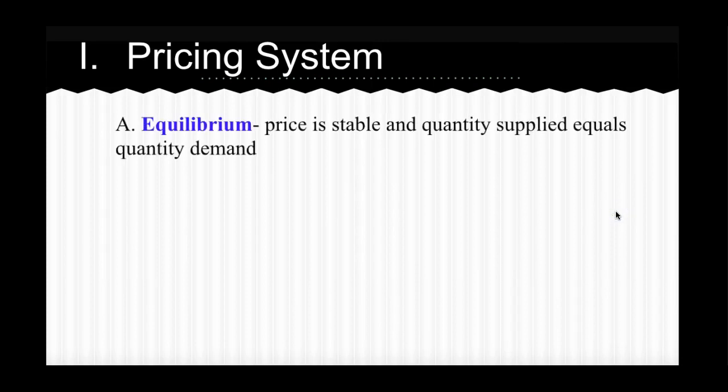The first thing is, what the heck is equilibrium? My guess is that you have probably talked about equilibrium before in science class. Equilibrium in general is talking about a balance. In the case of supply and demand, it's where there's a balance between supply and demand, where the quantity supplied equals the quantity demanded. And so we say the price is stable, because supply equals demand. This tells us where the price should be, and we say that the market clears.